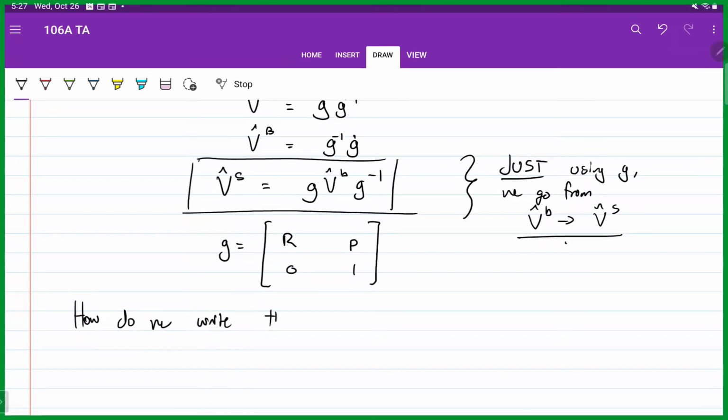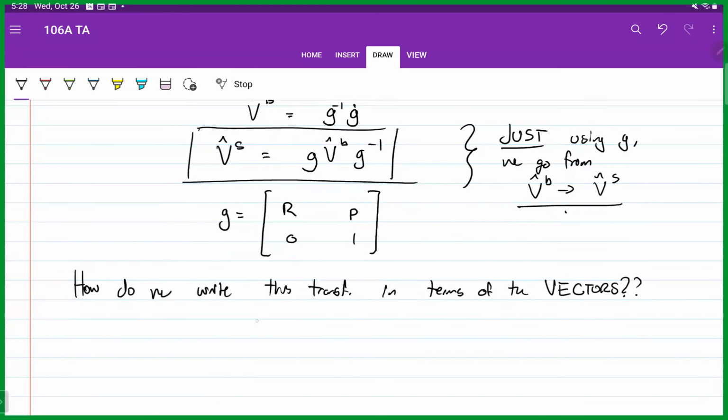Right, this transformation in terms of the vectors. This time, instead of looking at these hat maps, we're looking at the actual underlying vectors, VS and VB. What's the relationship going to be there?